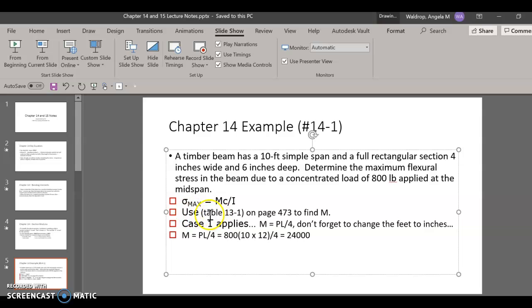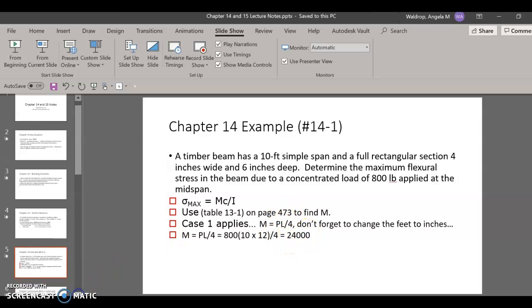We're going to use the simple table from chapter 13 on page 473 to find M. We know that with the center load, case 1 applies. When we look at that page, we'll find this formula is the one we're going to use. We have to be careful that we don't forget to change the feet to inches. When we plug in our numbers, we've got 800 pounds, and then the 10-foot span times 12 inches, that's the conversion, and then divide by 4 from the equation, and we get 24,000. So that's the next step.